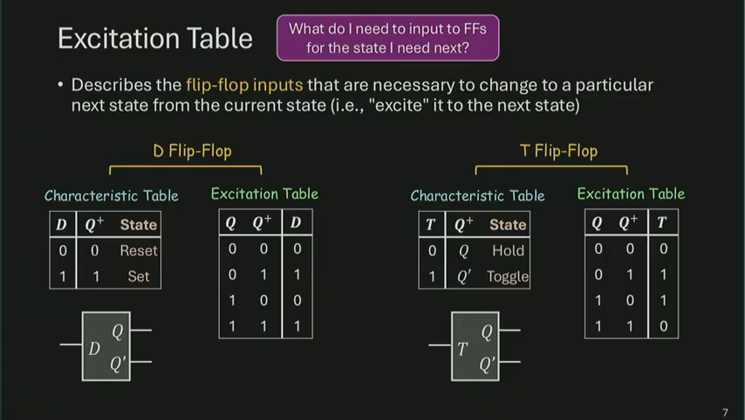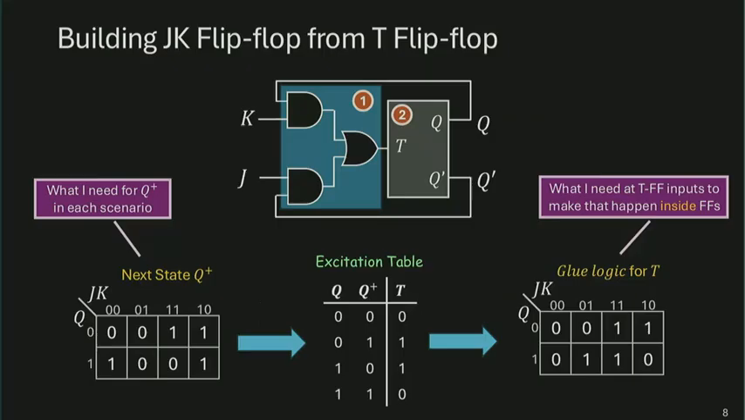You have the characteristic table, and we can always derive the excitation table by examining all of the state combinations from the current state to a next state, and seeing which operation enables us to realize that transition. That's essentially what we did for that earlier implementation example.